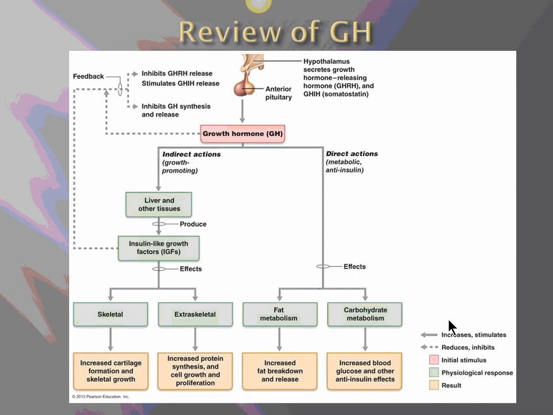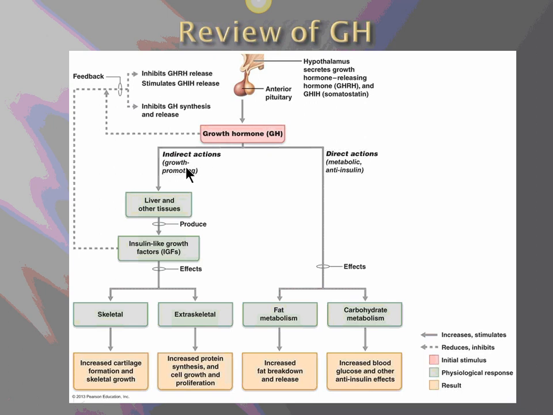So this is a review of growth hormone. So you can look at it. So growth hormone releasing hormone is produced. So it has direct action. It causes fat metabolism, carbohydrate increase, fat breakdown, increases blood glucose level. So it acts, unlike insulin, it's anti-insulin. That's why we call it diabetogenic.